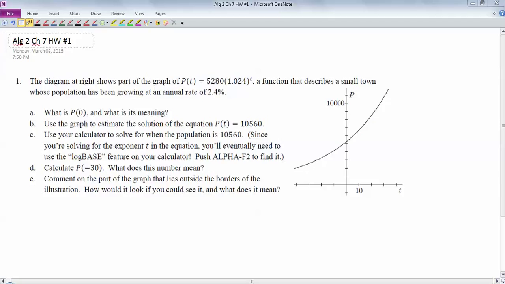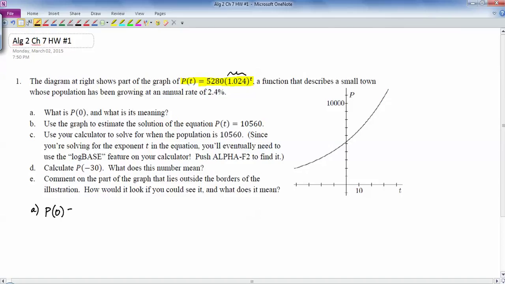Okay, so let's look at the first homework problem from chapter 7. And we've got this exponential growth equation right here. Let me highlight it. Right there. So it's going up. It's a growth equation because that base there is 1.024, which is bigger than 1. So it's growing. And the first part says, let's look at what p of 0 is.